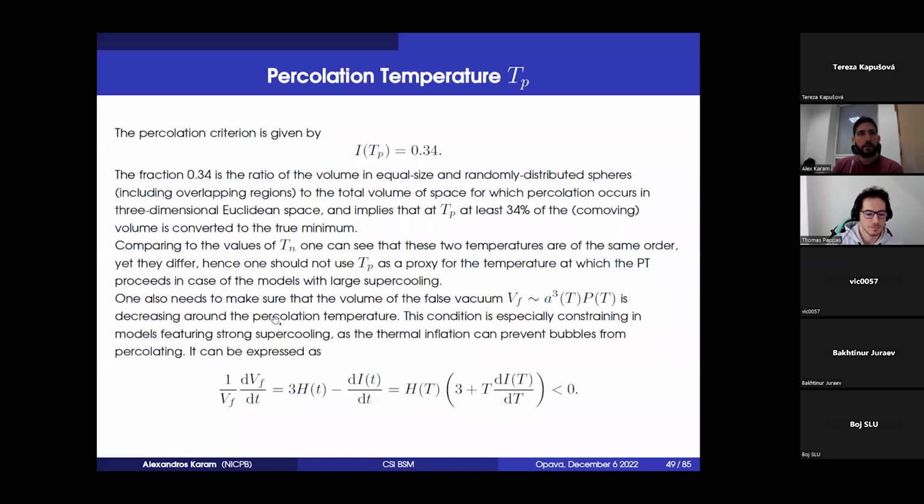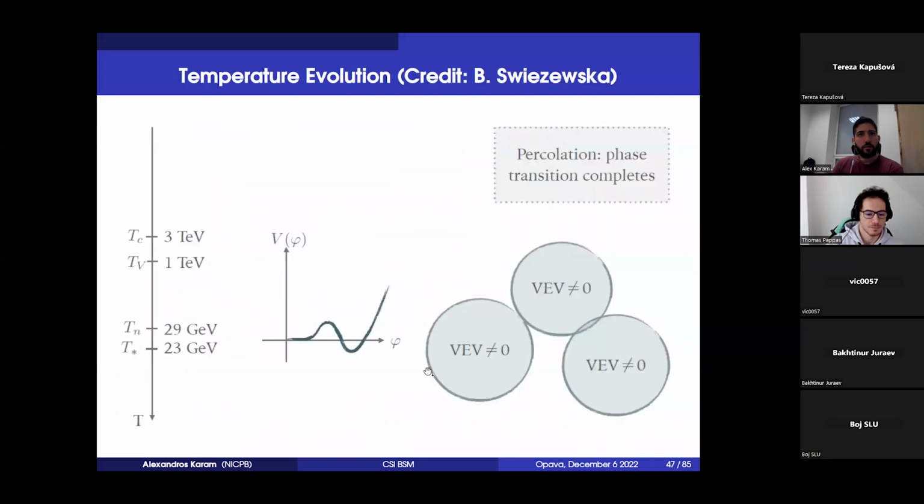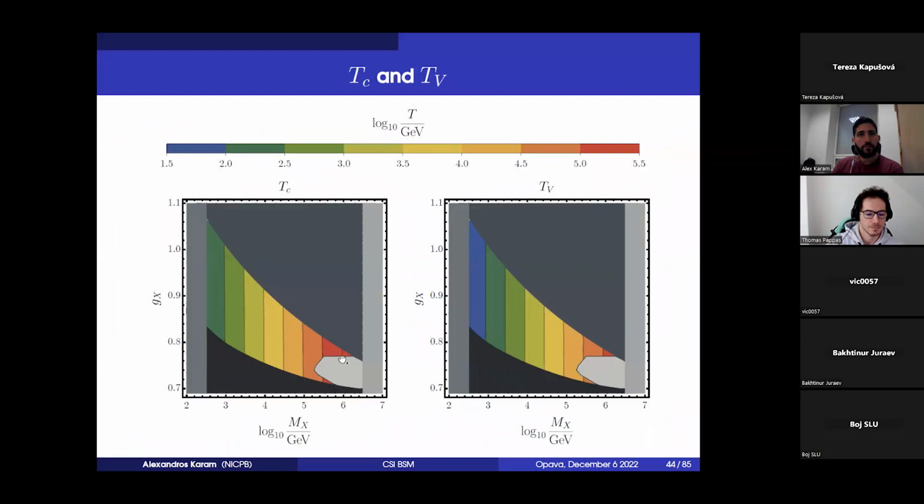Also, one needs to make sure that the volume of the false vacuum is decreasing around the percolation temperature. This condition is especially constraining in models featuring strong supercooling, as the thermal inflation can prevent bubbles from percolating, and it's expressed like this. So because of that, we find this region here, which is excluded. So in the end, this is the allowed parameter space that we have.